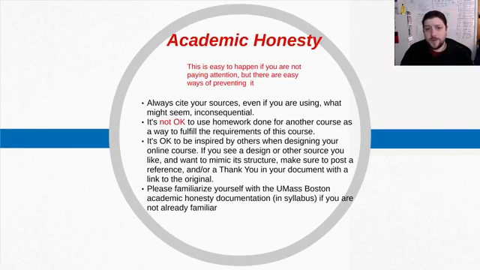And one last thing here about academic honesty. Academic dishonesty is easy to happen if you're not paying attention, but there are easy ways of preventing it. Always cite your sources. Even if what you're using might seem inconsequential, it's good to be safe rather than sorry. Please make sure that you familiarize yourself with the UMass Boston Academic Honesty documentation and the Student Code of Conduct. This is in the syllabus. It's important to keep ahead of this.